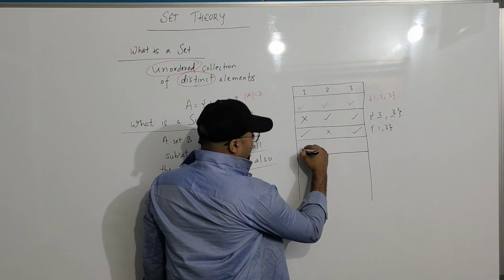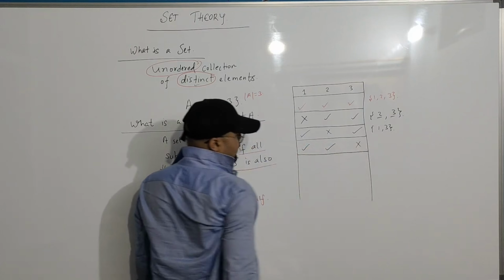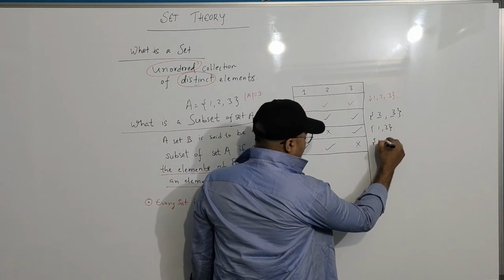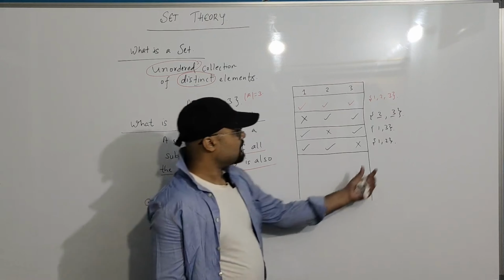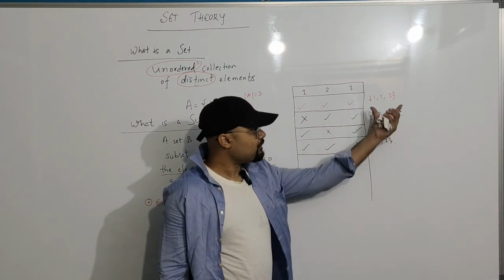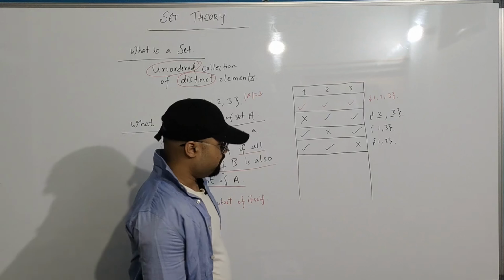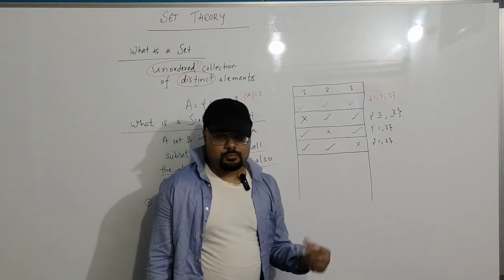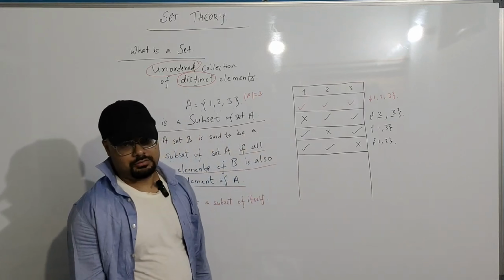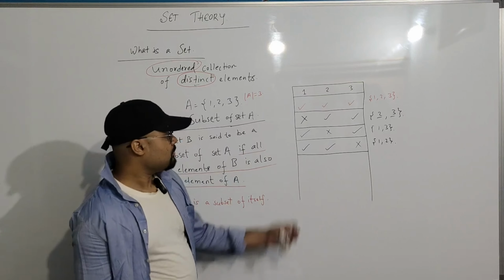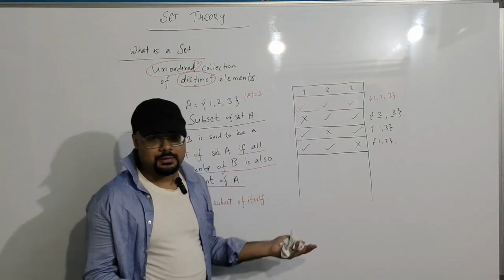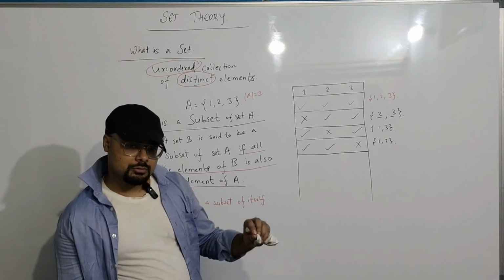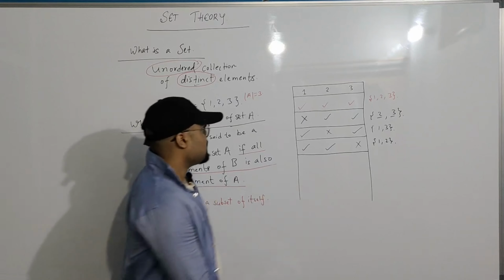This time I will choose 1 and 2, and I will not choose 3. So my subset is 1 and 2. So these are all the subsets of cardinality 2. Now I will choose all possible subsets of cardinality 1. How can we do that? For 2 elements, I'm not going to make them part of my subset, and for 1 element, I'm going to put it in my subset.